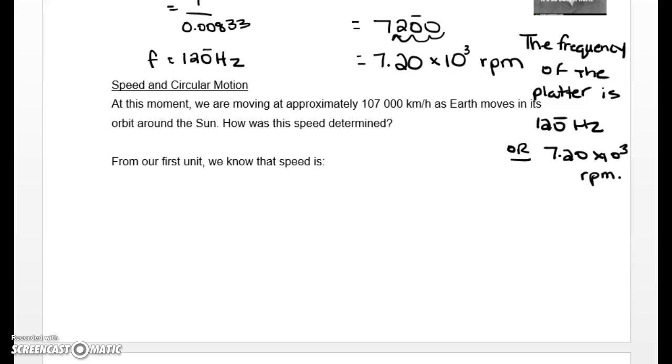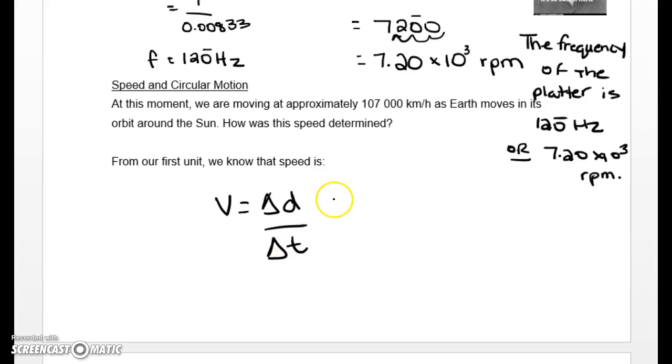And so when we're working with speed in terms of circular motion, we're going to technically start off with the formula for speed that we know from our first unit, which is v is equal to delta d over delta t. Now, one thing that's going to be really important is that we're technically using a formula that works with our change in distance over our change in time.